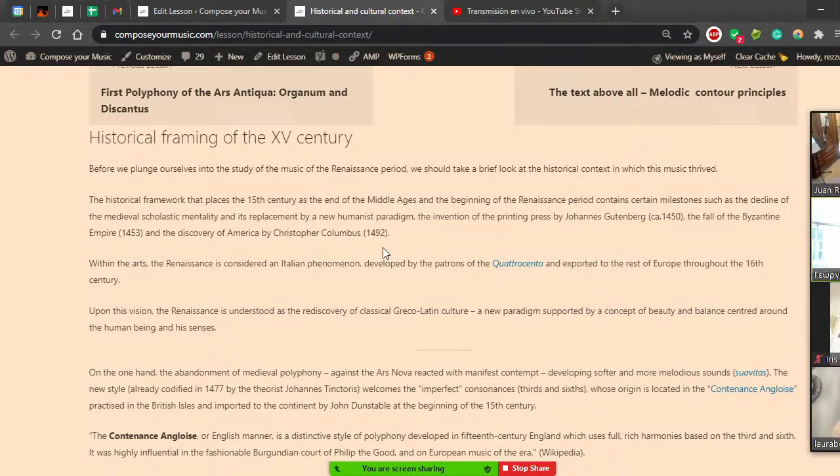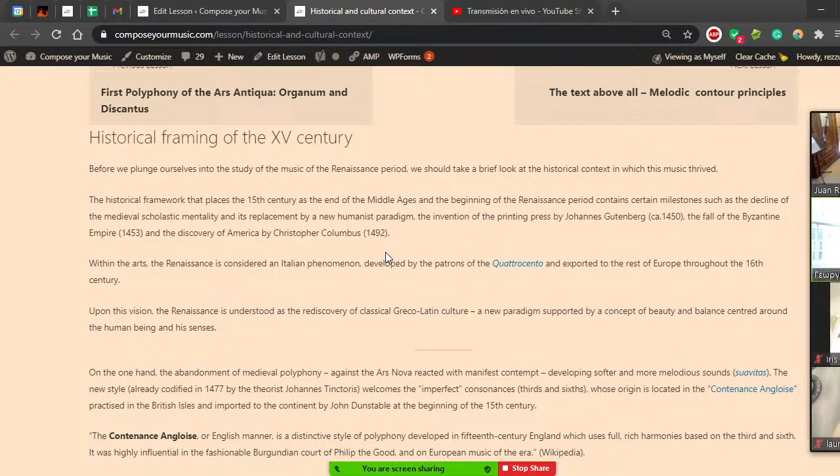Okay, fantastic. So we're going to have an introduction to Renaissance art, but a little bit from the historical and cultural perspective first. So it's not going to be a long lesson, but at least we are going to introduce a little bit more into this art.